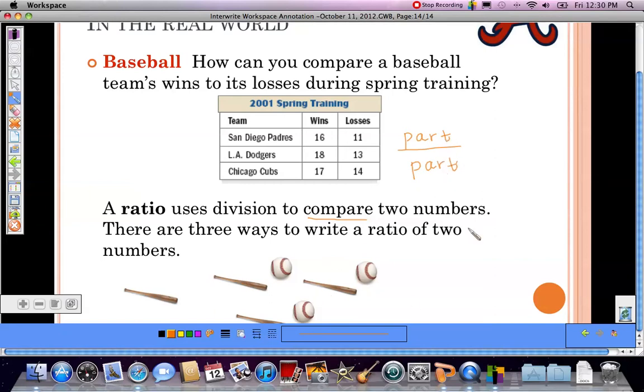If you look at our picture down here, if I wanted to compare the number of baseballs to the number of bats, the part that represents the baseballs would be 1, 2, 3, and the part that represents the bats would be 1, 2, 3, 4. So the ratio of baseballs to bats would be 3 to 4. This is a ratio, it is a part-to-part comparison.